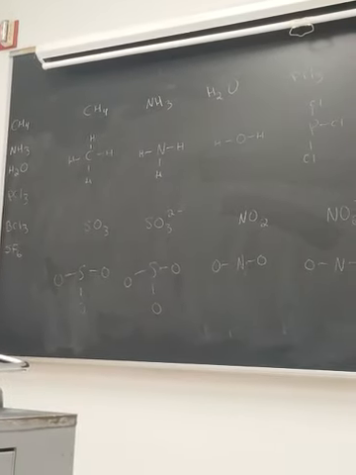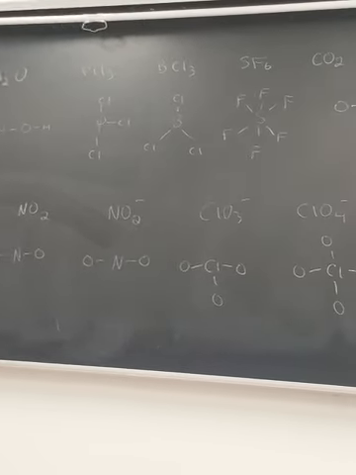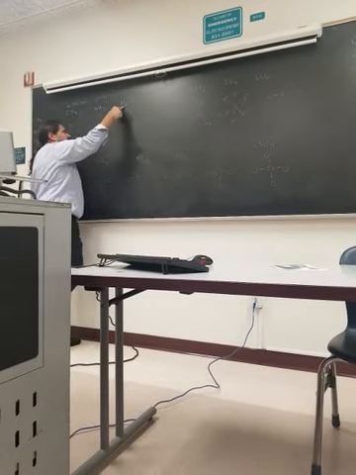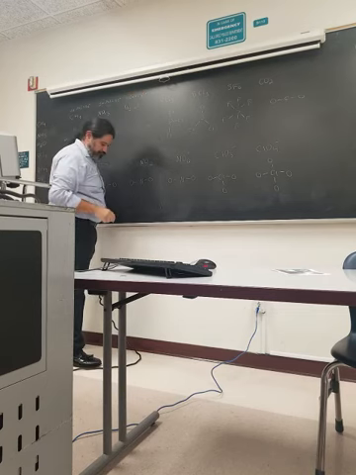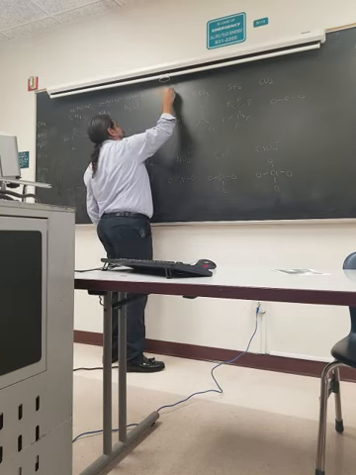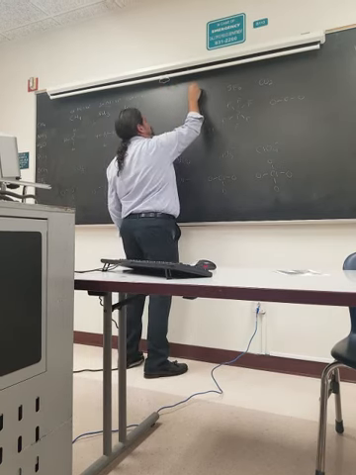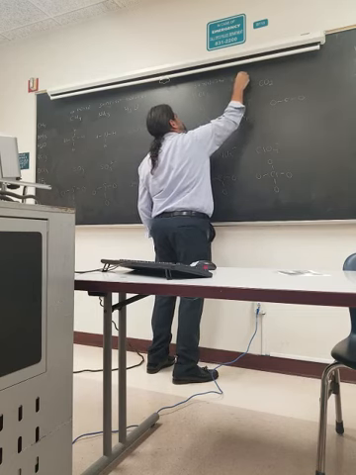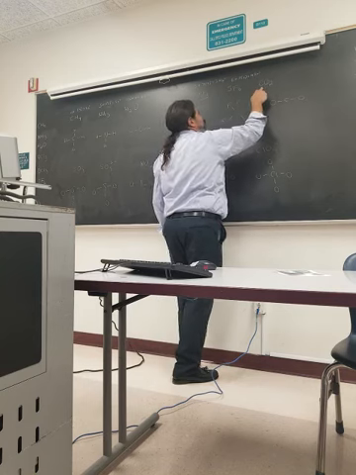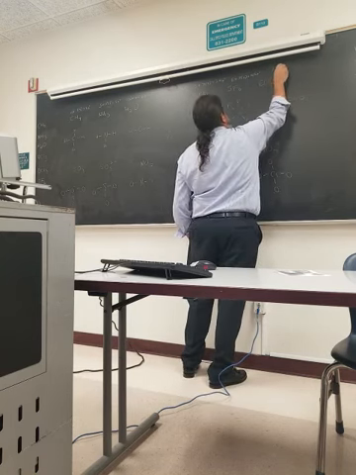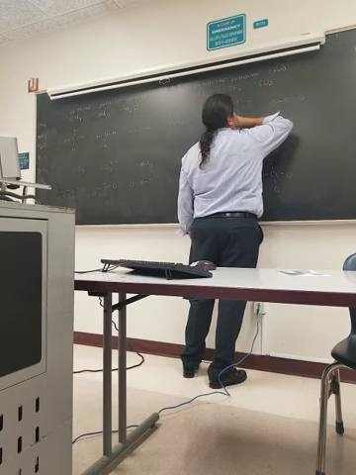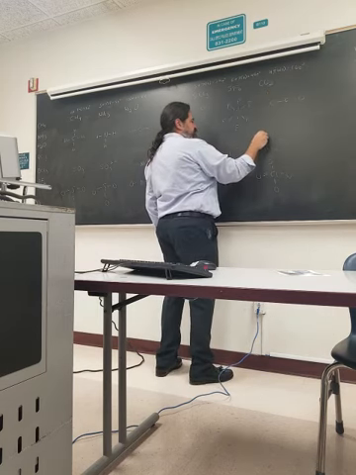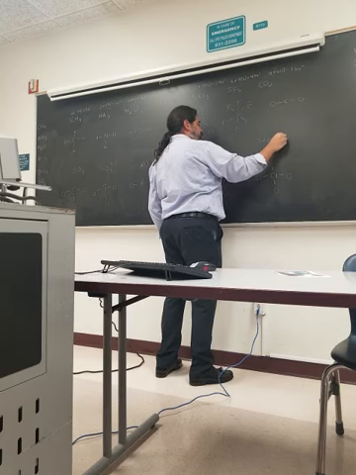Skeletal structure. Step number two, count the number of valence electrons. Group 4, group 1, group 5, group 1, group 6, group 5, group 7, six, seven. Group four, group six, that's 16. Group seven, group six, and that's a negative one, so we add an extra electron.